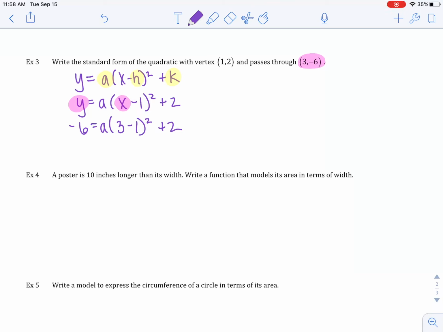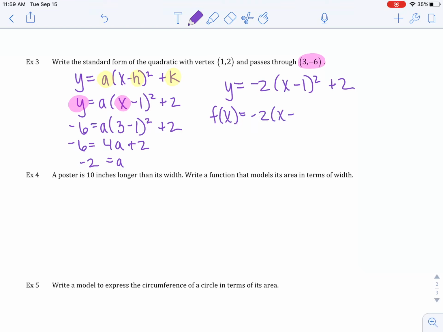Cleaning this up a little bit. 3 minus 1, 2 squared, 4a plus 2. Do some inverse operation here. Subtract the 2, so -8. Divide by 4. I got a to be -2. Perfect. You have an a, and you were given an h and a k. So y equals -2 times (x minus 1) squared plus 2. Or as a function, I can write it as f of x, and then everything else would be exactly the same.